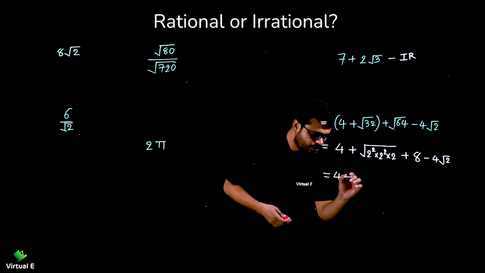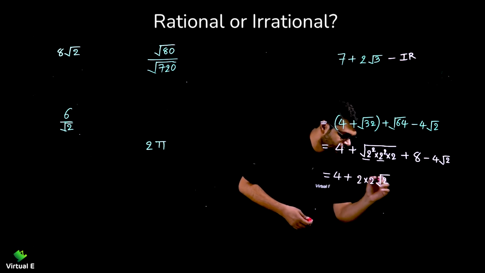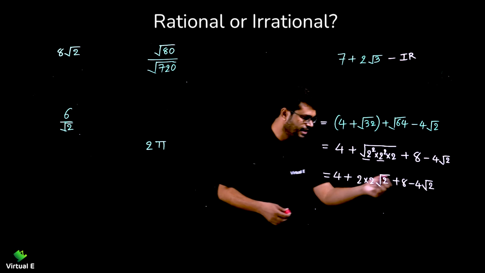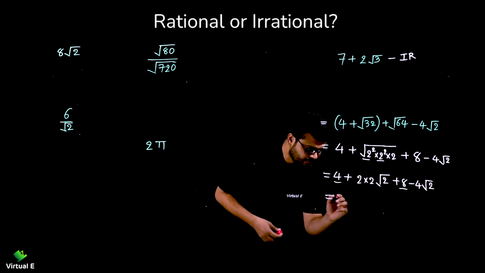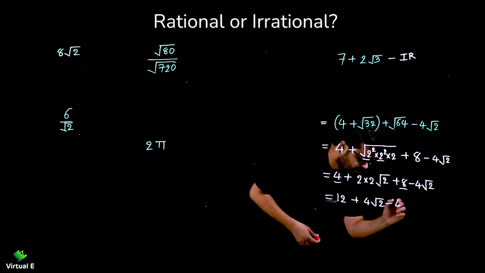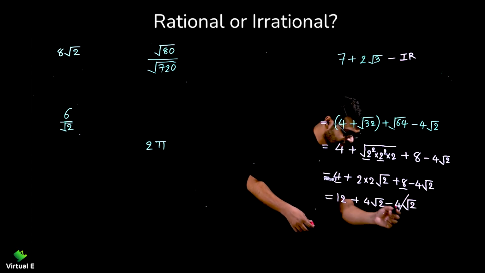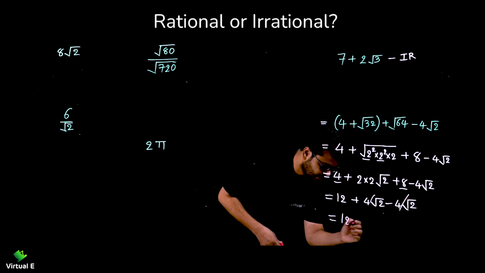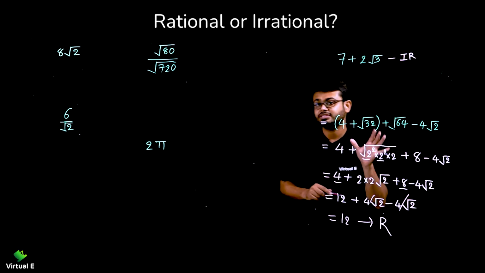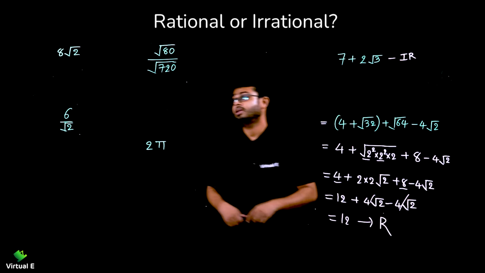So here 4 plus, we can take this 2 and one more 2 out of the square root, and 2 stays inside, plus 8 minus 4 square root of 2. I think yes, we can add them as well. 4 and 8 will give you 12 over here. Now plus 4 square root of 2 and minus 4 square root of 2 will get cancelled. So we have only 12. Now 12 is a rational number, right? So this is a rational number. Remember, if this kind of thing is there, you need to simplify first, then you decide whether it is a rational or irrational number.